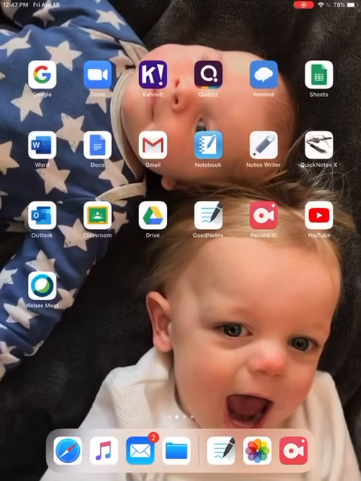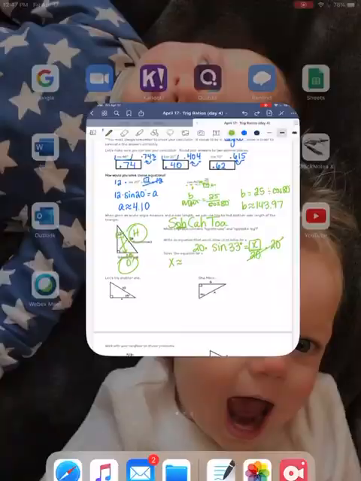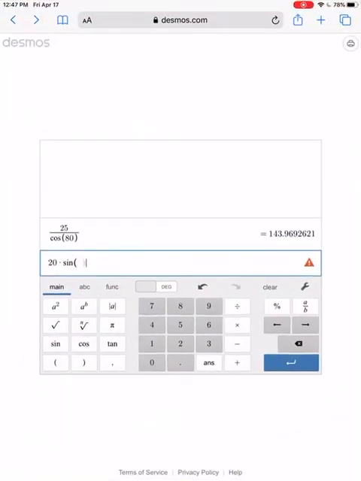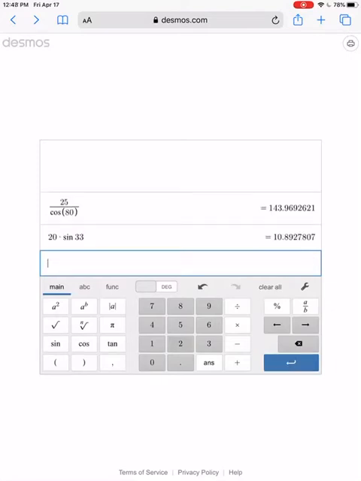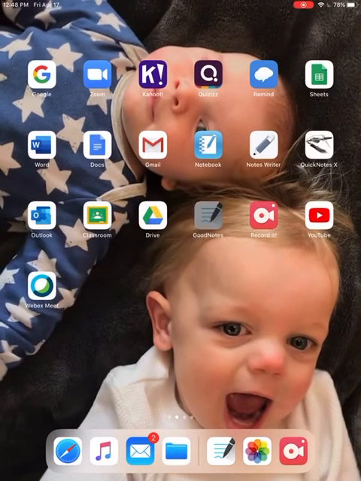So 20 times sine, did I do that right? Yeah, sorry, 20 times, I'm looking at my notes and I had it looking at the wrong spot. So 20 times sine 33. Okay, and now let's hit enter. All right, so 10.89.